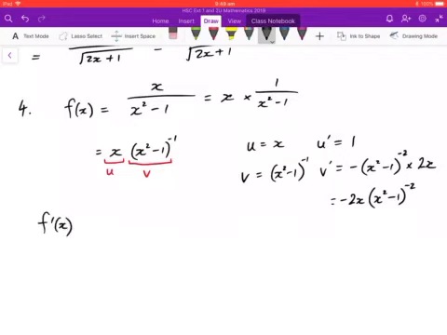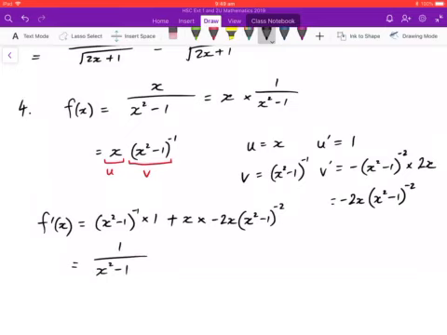So if I differentiate the whole of f, now remember, derivative f is just a function. What the derivative is finding is a gradient function. It's telling me a way to find the gradient at each point. So it's going to be v u dash. So u dash is just 1. So it's just going to be x squared minus 1 to the negative 1 times u dash, which is 1, plus u, which is x, times v dash, which is minus 2x, x squared minus 1 to the power of negative 2.